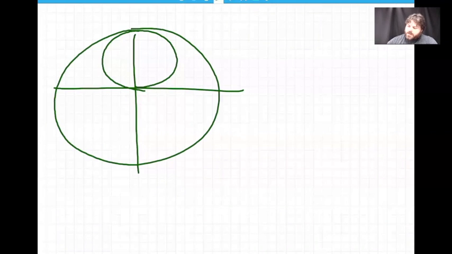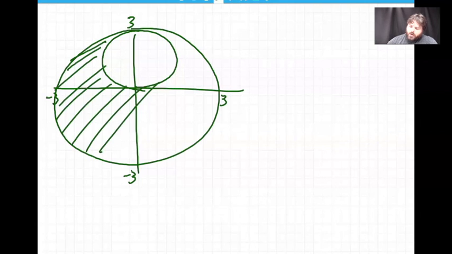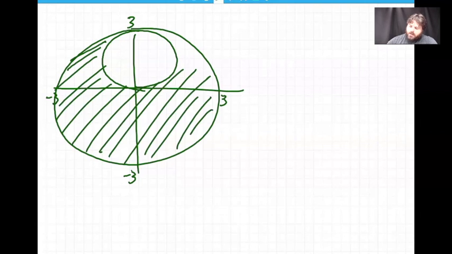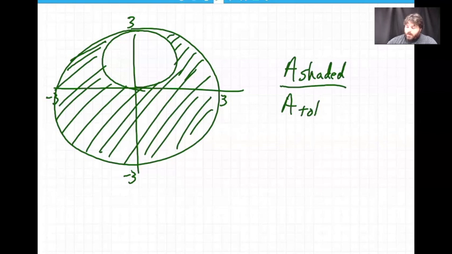So maybe this is at the coordinate 3 and -3. We're down here at -3 and 3. The question is, what's the probability that a point chosen from inside the big circle will come from the shaded region? Okay, so first of all, we need to find the area of the shaded region out of the total area.